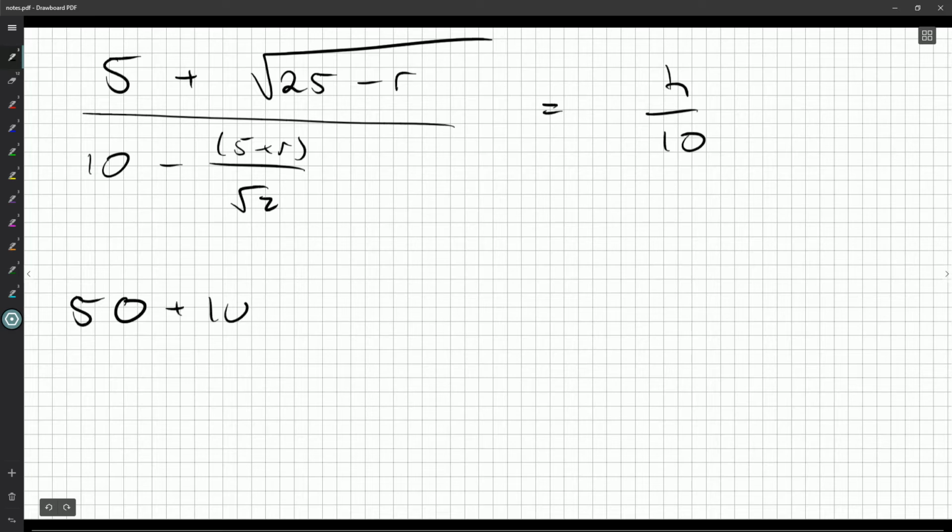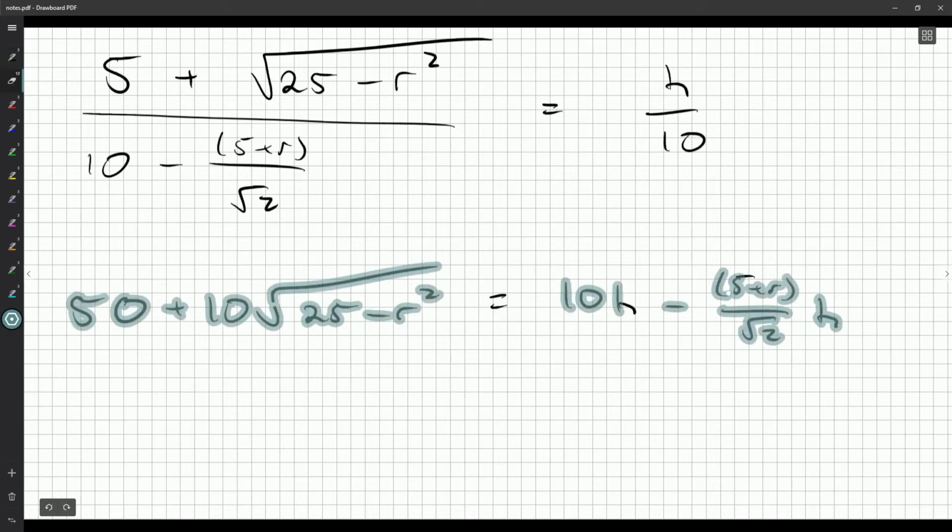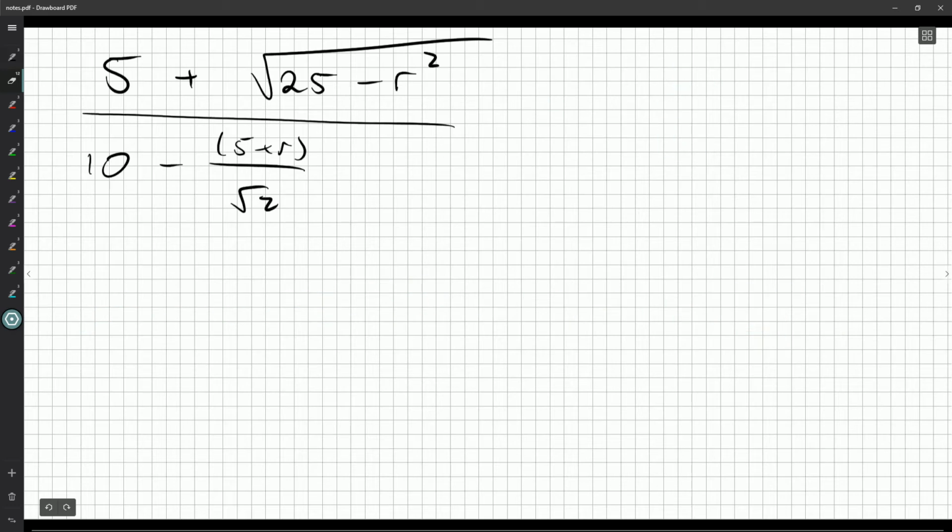I'll say 50 plus 10. I don't like the square root in here. That's what's causing me problems. We'll also have 10h here minus 5 plus r over root 2h. Now, I don't think this is the right approach, because all I want to do is sort of maximize this expression here. We'll put 5 plus. This could technically be written with difference of squares as 5 plus r, 5 minus r. The only reason I do that is I've got a 5 plus r down here.